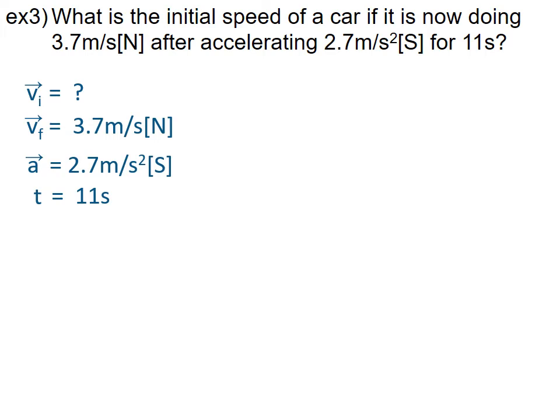Now, before we move on, we have to make sure that all our directions are the same. So we can switch velocity and acceleration to both being north or both being south. Again, there is no wrong answer. You just go with whatever you think is going to work out for you best, because it will make no difference in the end. So I've decided this time I'm going to switch everything to south. So final velocity now becomes negative 3.7 meters per second south.